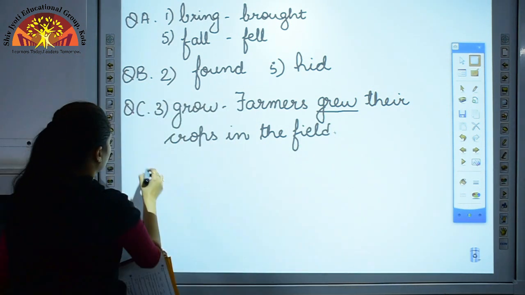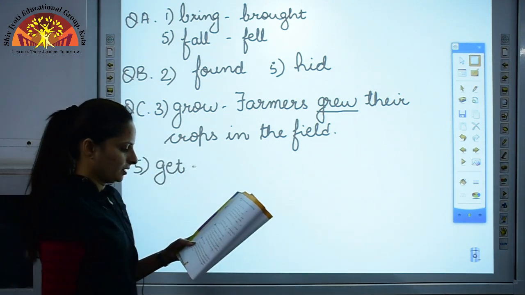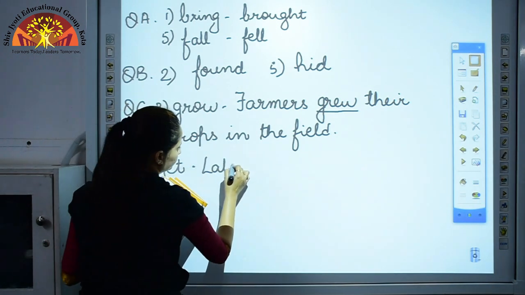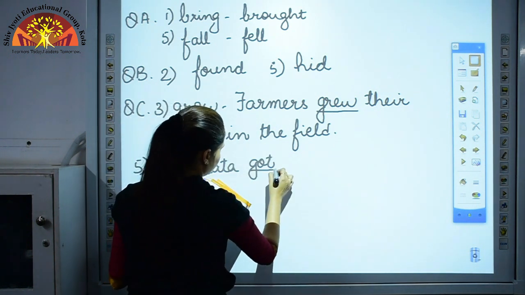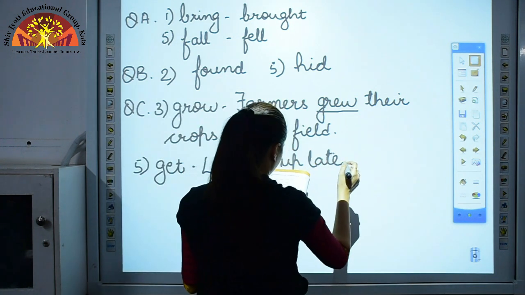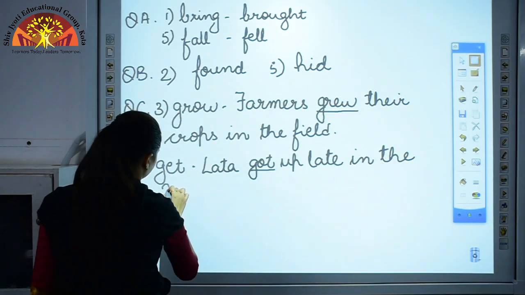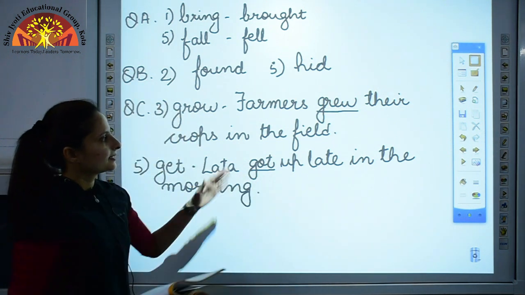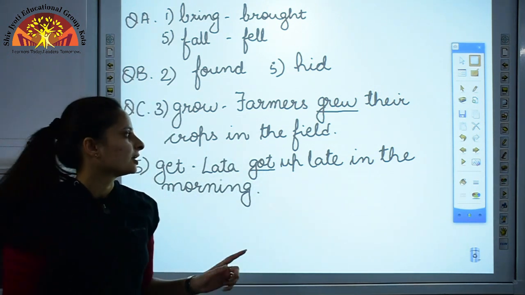Okay. Now I'll take the fifth one, get. Sentence you can make, Lata: past tense of get will be got. Lata got a plate in the morning. You can make sentences on your own as well. Rest of the words you can try the sentence and check from the PDF.